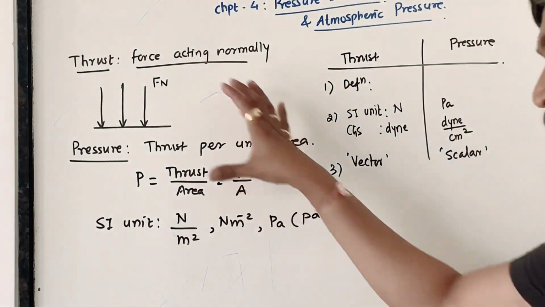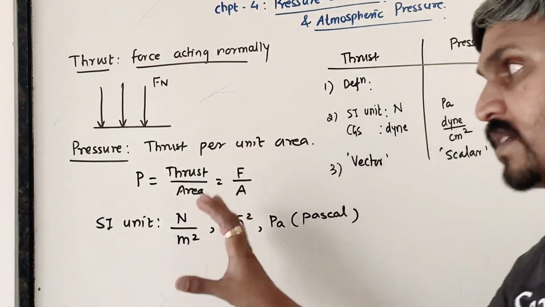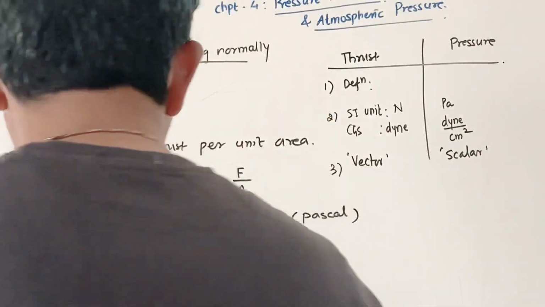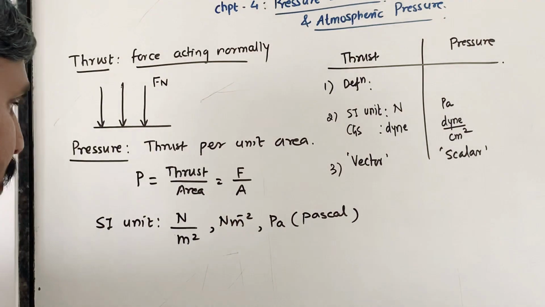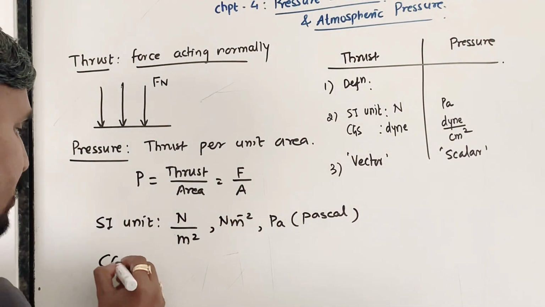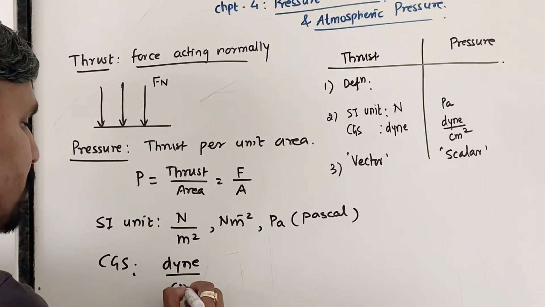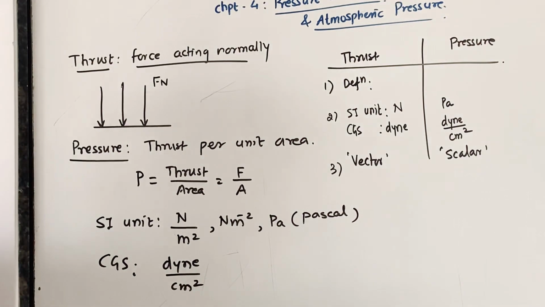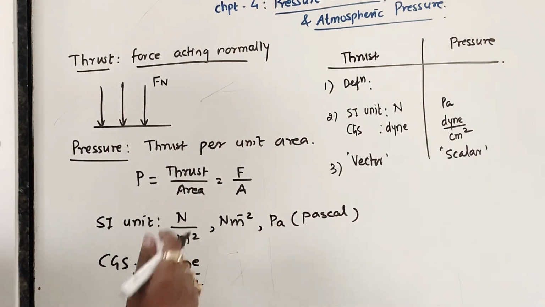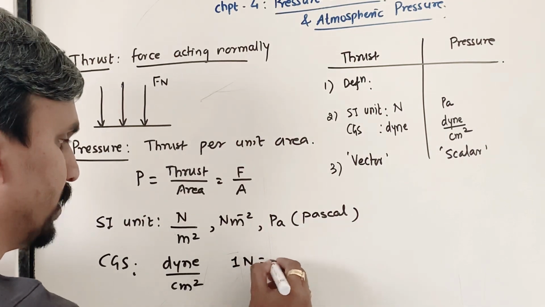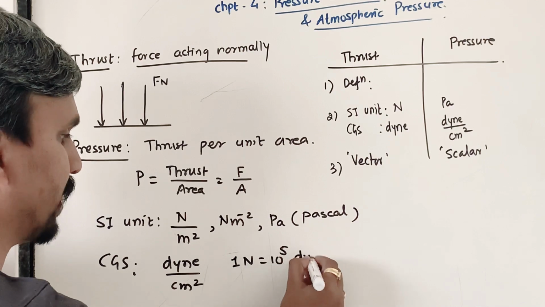Now this part is important. They can ask numericals based on this. Now the next part over here, how they are related, SI and CGS unit. This is your SI unit. What will be CGS? CGS will be what? Dyne per centimeter square. Right? Now how are they related? Newton and dyne. So for that you have the relation: 1 Newton is 10 raised to 5 dyne.